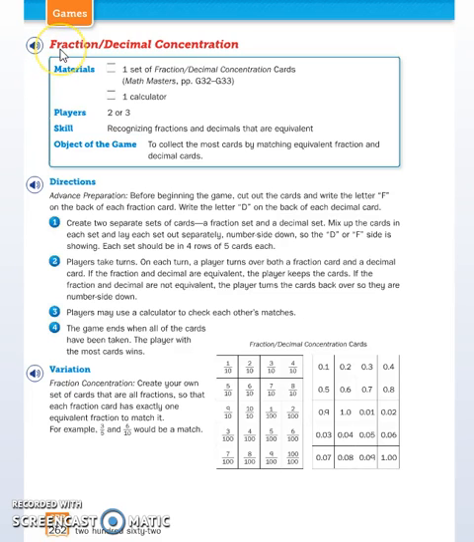Hi boys and girls, we are going to learn how to play a game called Fraction Decimal Concentration. This game is very similar to memory. You may have played that where you have a bunch of cards flipped over with pictures on one side, and your goal is just to flip over two at a time trying to get matching pictures. However, in this game we're talking fractions and decimals.